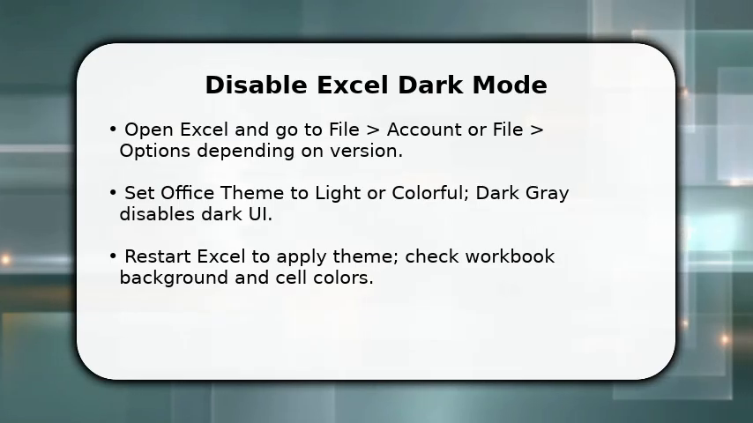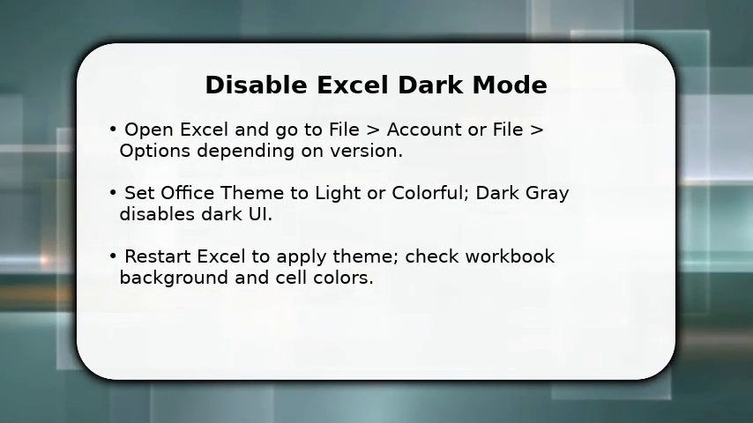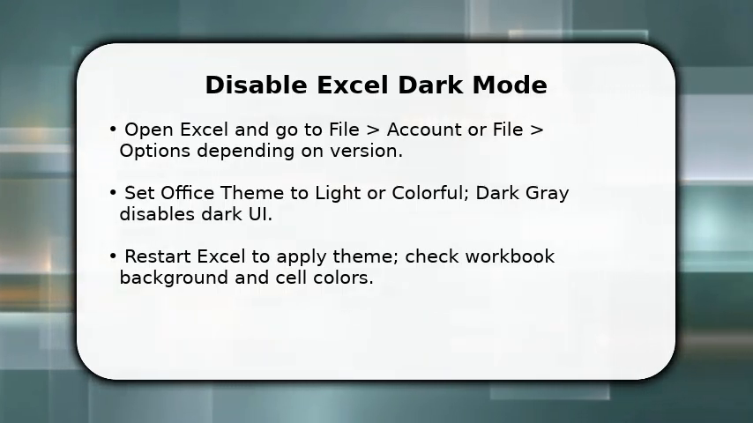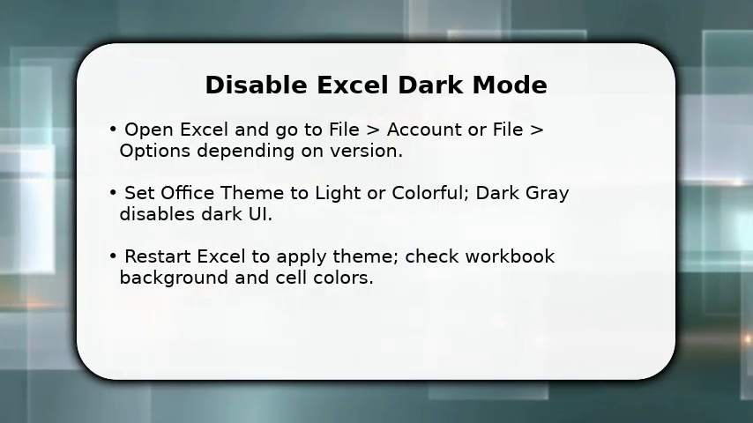Enjoy the video. You're starting inside Excel, so open File and head straight to Account or Options, whichever your version shows. Change Office theme from dark to light or colorful. This toggles the UI and ribbon back to standard colors.